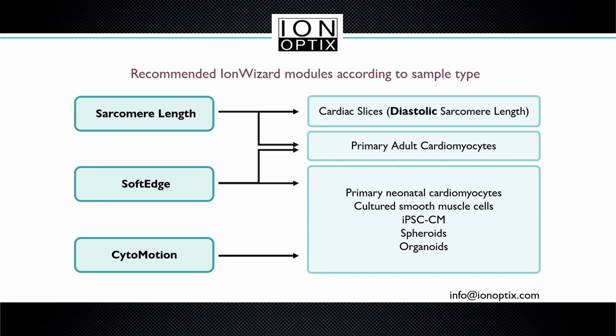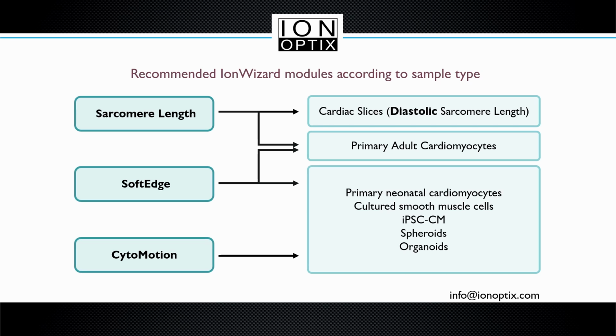Ion Optics offers 3 acquisition modules for evaluating contractility in isolated and cultured cells. That includes Sarcomere Length, SoftEdge, also known as Edge or Cell Length, and CytoMotion. Each module comes with distinct advantages and limitations, tailored to specific cell types and experimental conditions.